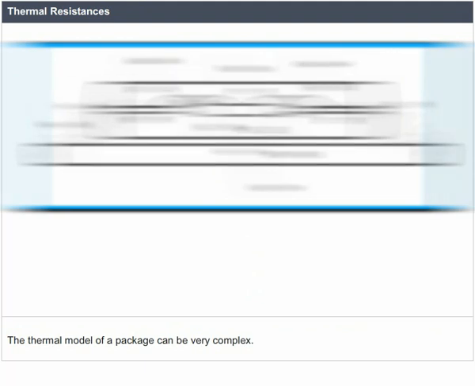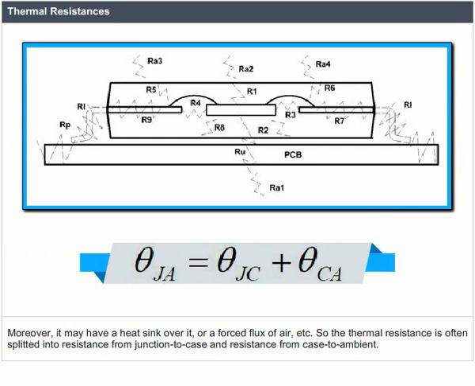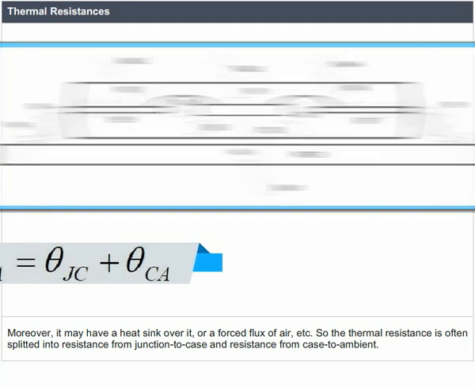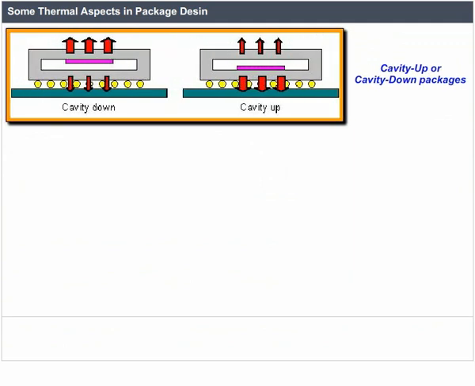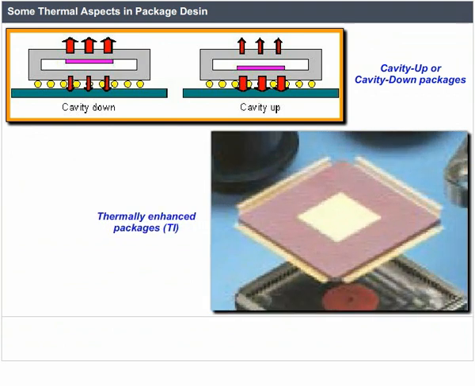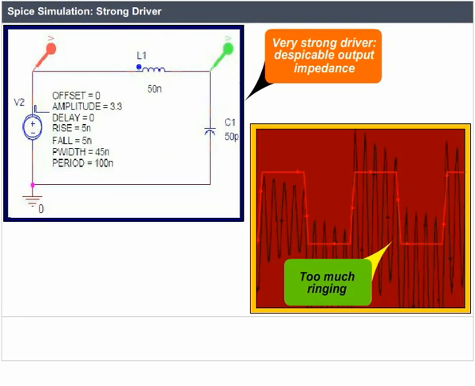Thermal resistance. The thermal model of a package can be very complex. Moreover, it may have a heat sink over it, or a forced flux of air, etc. So, the thermal resistance is often split into resistance from junction to case and resistance from case to ambient. Some thermal aspects in package design: cavity up or cavity down packages, thermally enhanced packages. Electrical model of the package. SPICE simulation, strong driver.